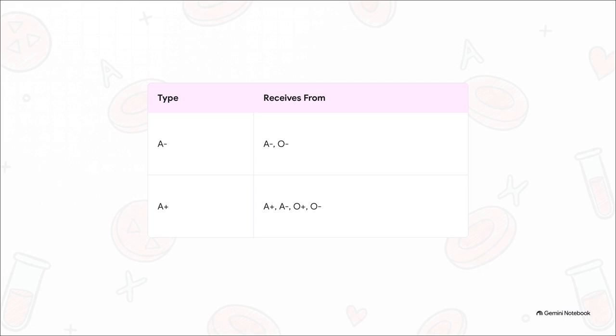Because of that, compatible donations can sometimes be a real headache for hospitals to track down, since A-negative folks can only receive from A-negative and O-negative. On the flip side, A-positive is one of the most common blood groups in the entire world. They've got a much wider pool to pull from, receiving blood from A-positive, A-negative, O-positive, or O-negative.